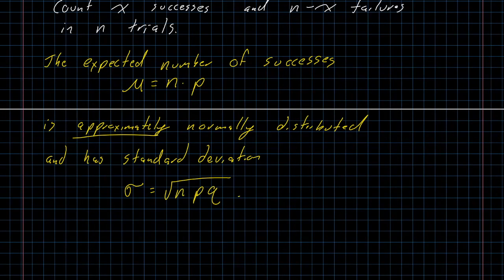The standard deviation of a binomial experiment is the square root of n times p times q. The number of trials multiplied by the probability of success in each trial multiplied by the probability of failure in each trial.